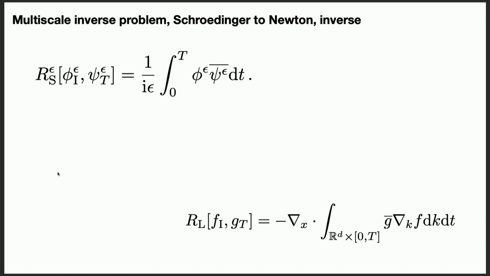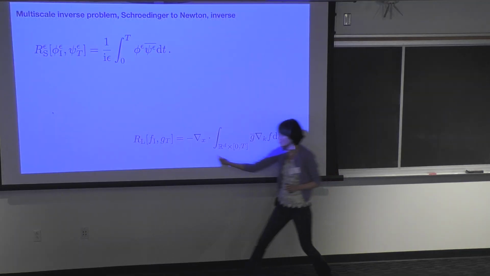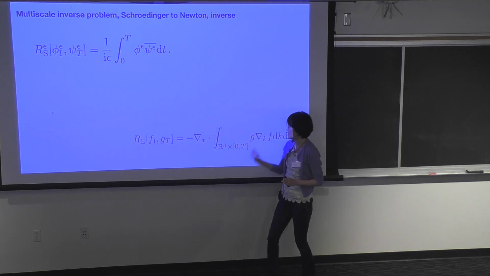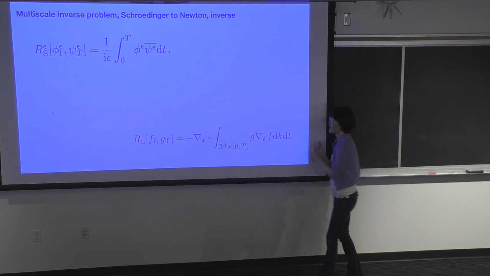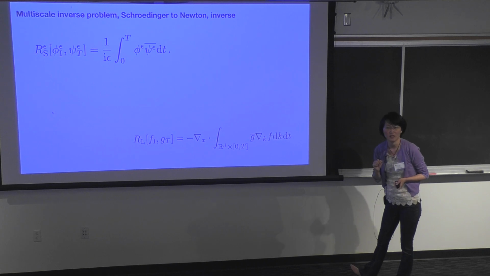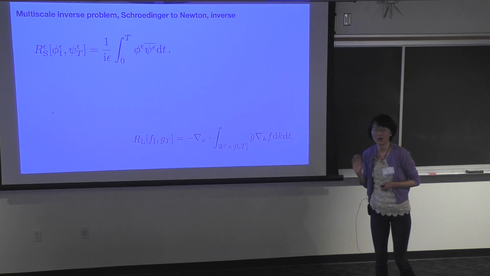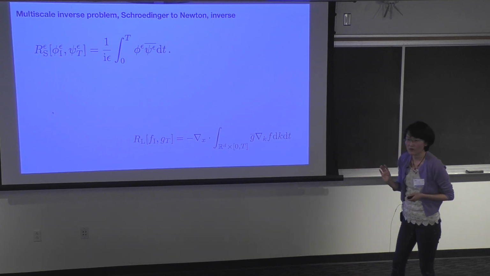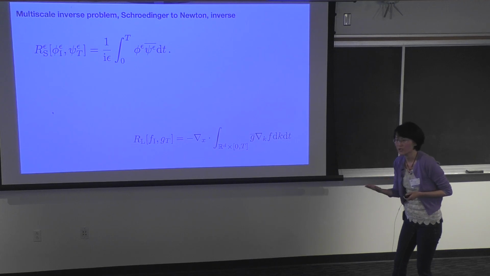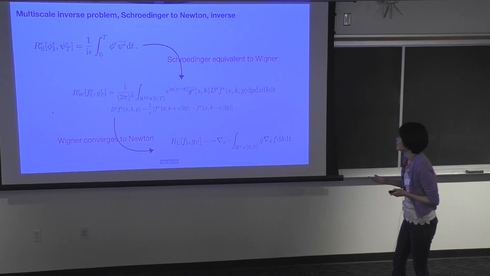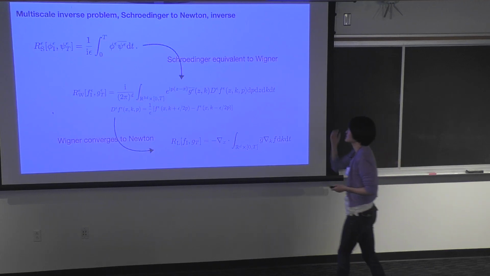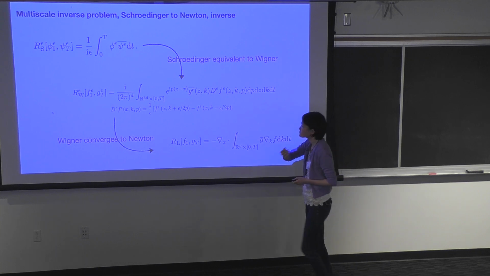Similarly, for Newton's second law, or the Liouville system, you solve f using the initial data, you solve g using the final data, and you have the representative function as well. They look very, very different. However, I claim they are equivalent when epsilon goes to 0, once again through this Wigner transform tool.